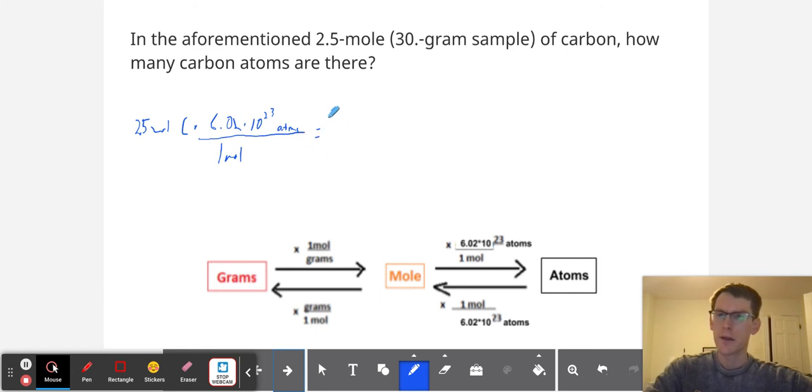So that's going to be 1.5 times 10 to the 24th atoms. And I just realized it's actually going to be 1.6 as I did the math in my head. 1.6 times 10 to the 24th atoms of carbon are in the sample.